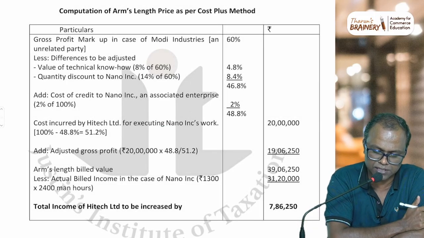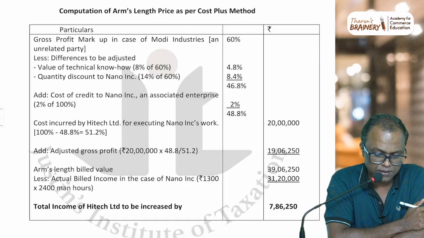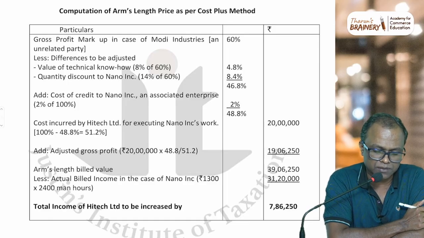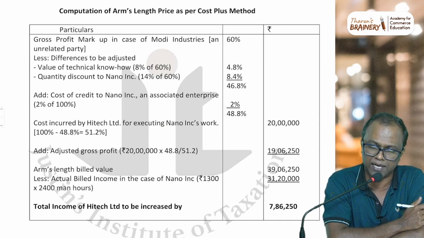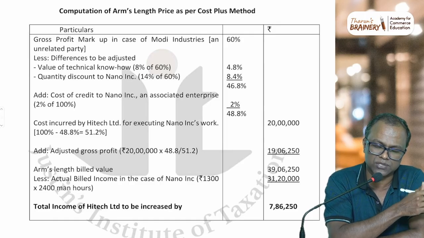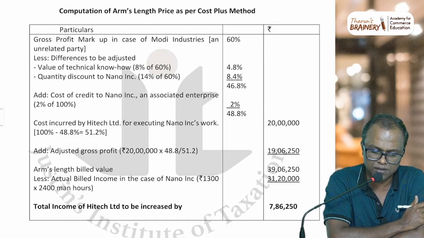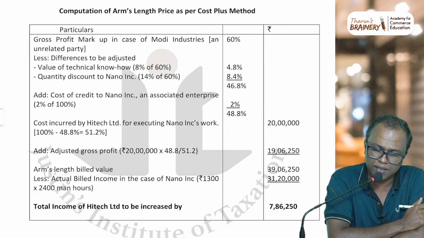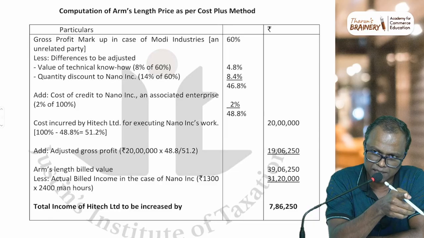So balance 46.8%. Now to Nano Incorporation, we give a credit period so that its margin will be more. For the unrelated party, we didn't give any credit, so margin is less. To make it the same level, add 2%. 2% of 100%, 100% means sales. So directly we can add 2%, because the 60% is a margin on sales. So this 2% is also on sales. So direct 2%. 48.8% is the arm's length margin to be billed as a percentage of sales.